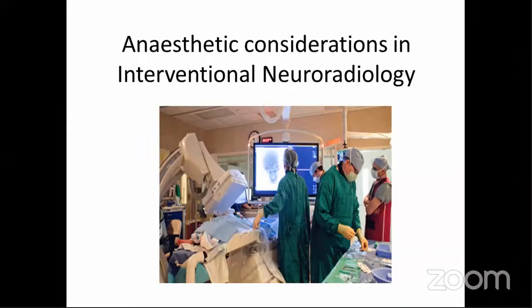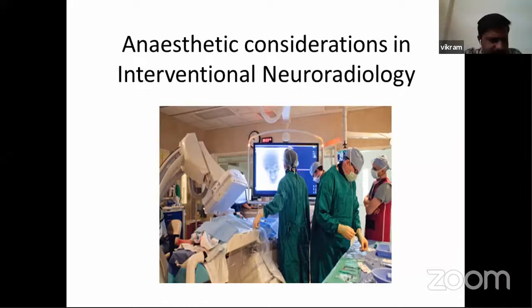I just had a small question. Which is better according to you, either TIVA or inhalation when you give GA for all your neuroendovascular procedures? Our experience with TIVA is limited. So generally, we prefer to use inhalational anesthetics. As I mentioned earlier, we use up to 1 MAC. But if you really want to keep the patient deep, then we start the propofol infusions.